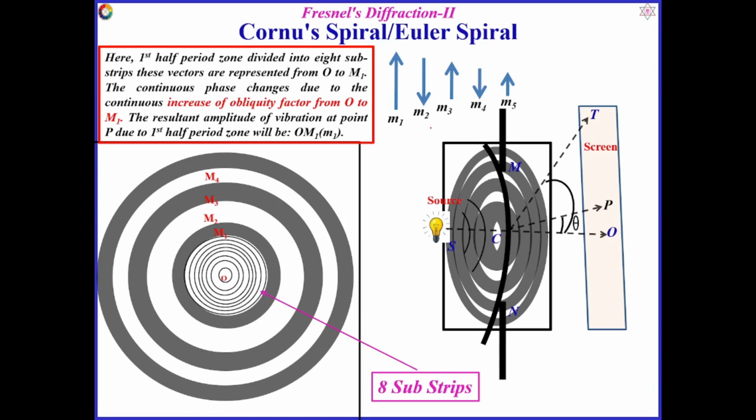Now here we found that whenever the obliquity factor decreases, the corresponding intensity decreases at a particular point due to the different zones. Now the first half period zone is divided into 8 strips. From this center, if we move up to the edge of this half period zone, the obliquity factor also changes. The net amplitude for this half period zone, which we have considered as M1, will be equal to the addition of some amplitudes as we move from this point to the edge of this first half period zone.